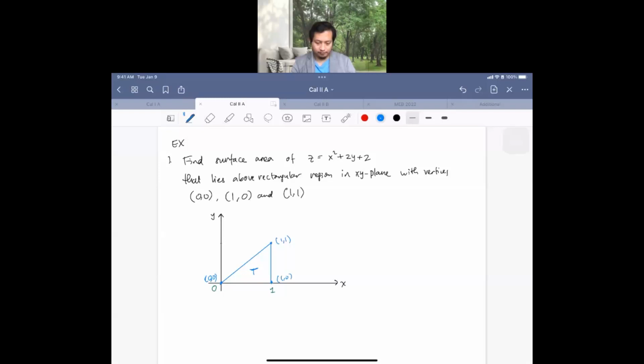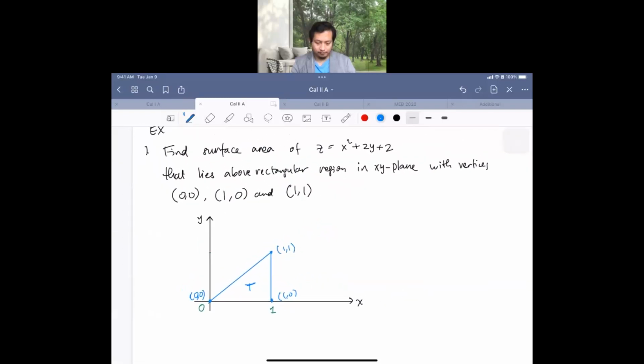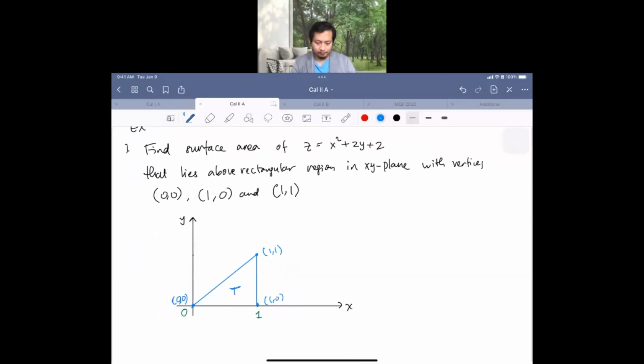Okay, because it's a triangle, it's not a full rectangle. So because it's a triangle, we are going to define the value in the integral with some equation. We know that this should be y equals x, right? If you want x, it will be 0 to 1, and y will be from 0 to x.